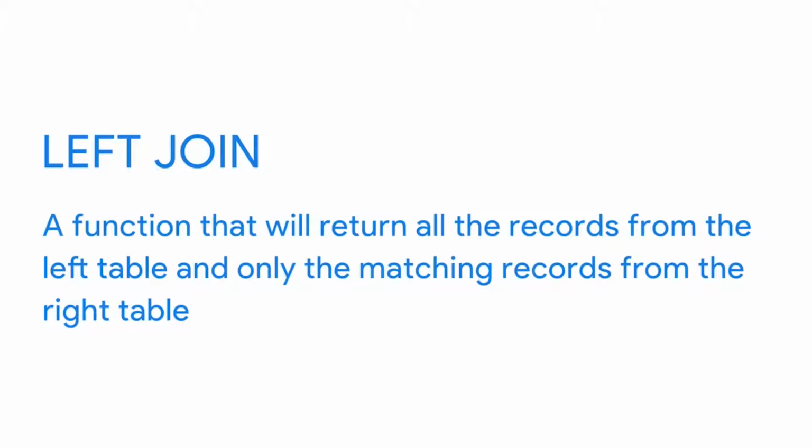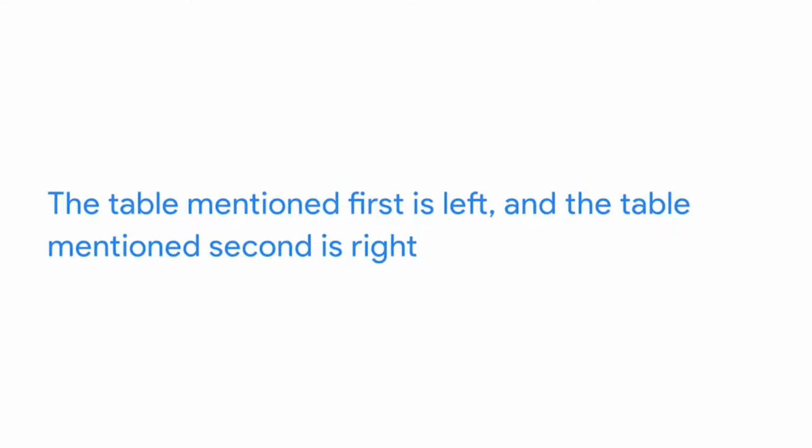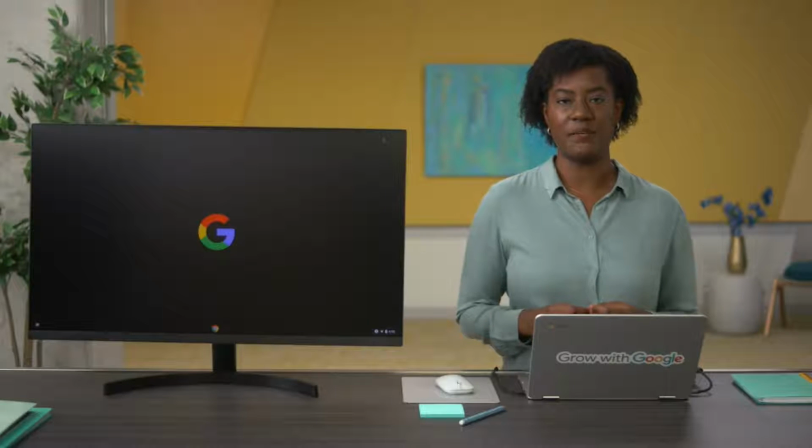A left join is a function that will return all the records from the left table and only the matching records from the right table. Here's how you can figure out which table is left or right. In English and SQL, we read from left to right, so the table mentioned first is left and the table mentioned second is right. You can also think of left as the table name to the left of the join statement and right as the table name to the right of the join statement.